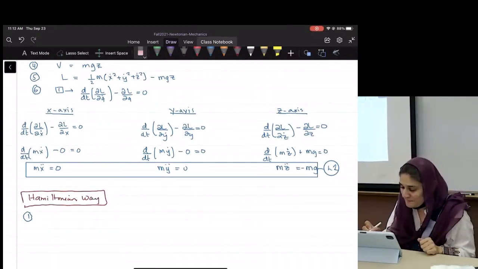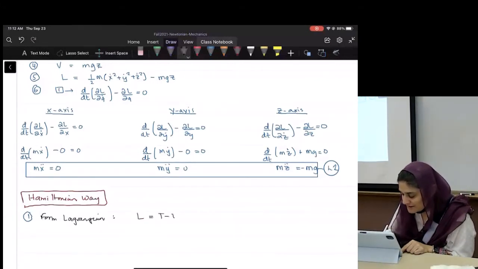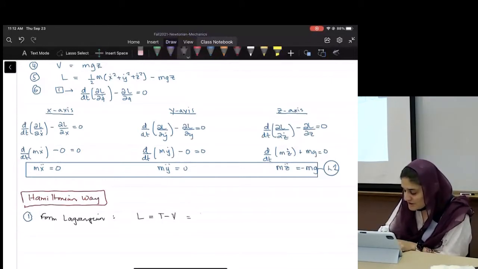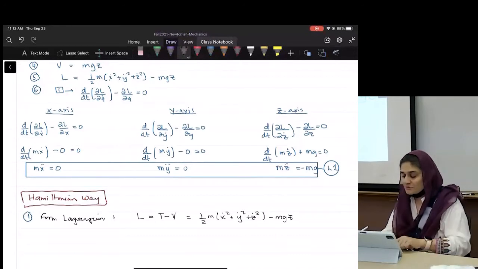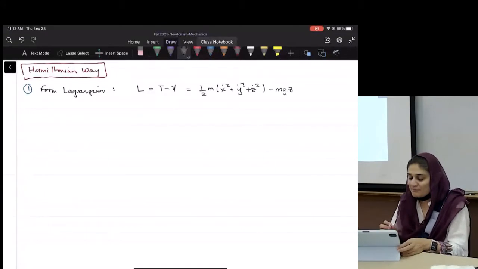Okay, step 1, form the Lagrangian, which was T minus V, which is 1/2 m (x dot squared plus y dot squared plus z dot squared) minus mgz. So I'm gonna move this up. So this is the only thing we see now. Step number 2.